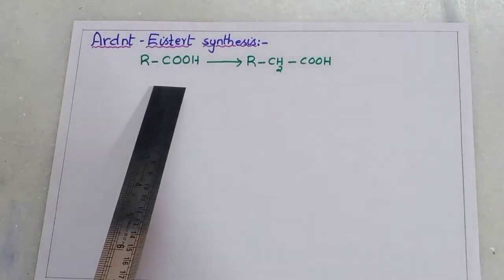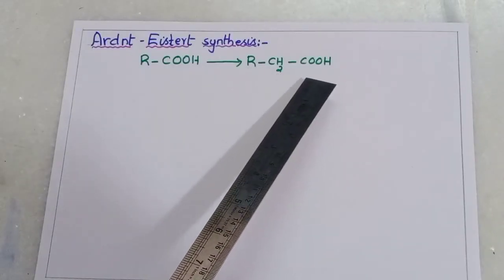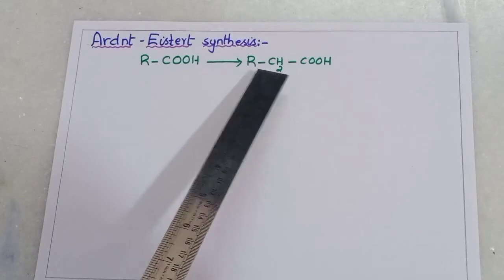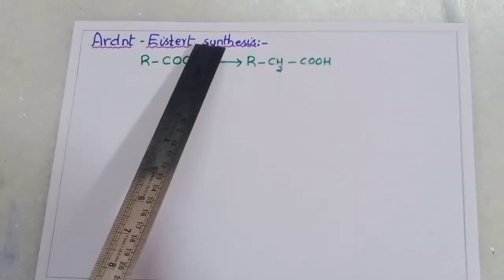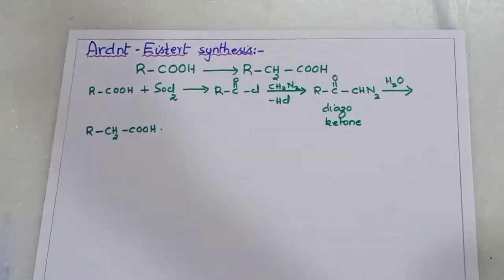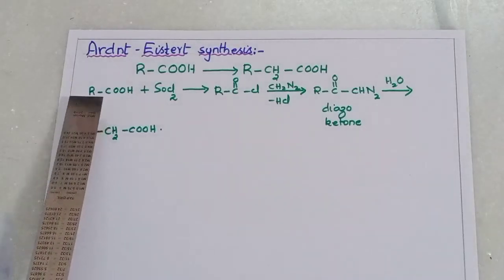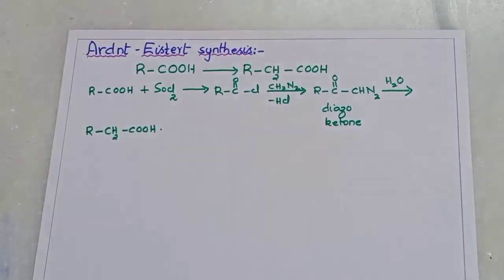That means the length of the chain is being increased by one carbon atom. RCOOH is being converted into RCH2COOH. How this conversion is done is explained by the Arndt-Eistert synthesis. I will show you how this is converted. Students, look at the reaction given below. I told you how RCOOH is converted into RCH2COOH.